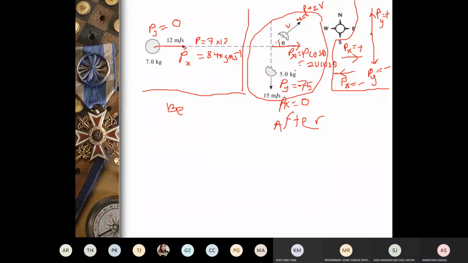Positive or negative? Is the px positive or negative? Because it moves to the right, right? So we take it as positive. Momentum is positive. So positive 2v cos theta. Okay, tell me what is the py value? Is the py value positive or negative? Because it's acting upwards, so it should be positive 2v what? Sin theta. Okay, 2v sin theta. That's it. This is the first thing you have to do: break all the momentum into their components.